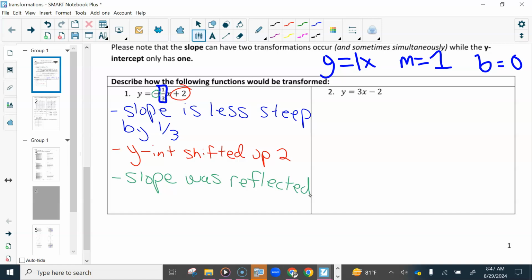So try to distinguish the slope. When we talked about it yesterday, yes, we want the negative included, all those things. But when we're talking about transformations, the negative and the actual numeric number are two separate things. The number tells us the steepness, the negative tells us if it's reflected. Okay. Other questions on that transformation?